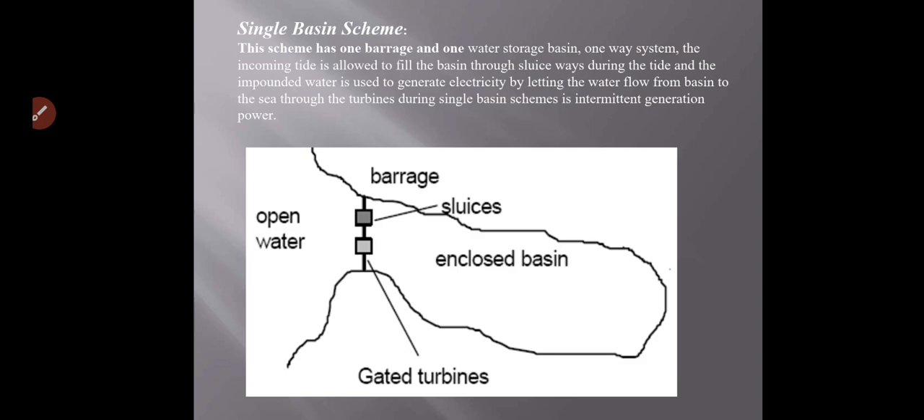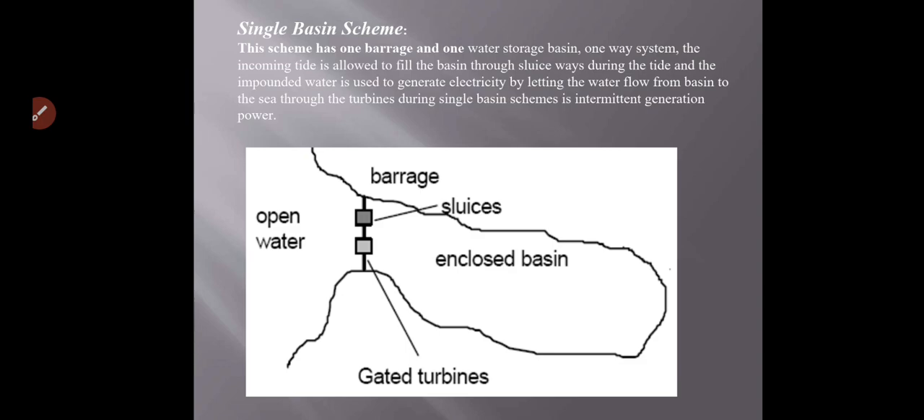Next, in case of barrage system, the single basin scheme is used. This scheme has one barrage and one water storage basin, a one way system. The incoming tide is allowed to fill the basin through sluice ways during the tide, and the impounded water is used to generate electricity by letting the water flow from the basin to the sea through the turbines.